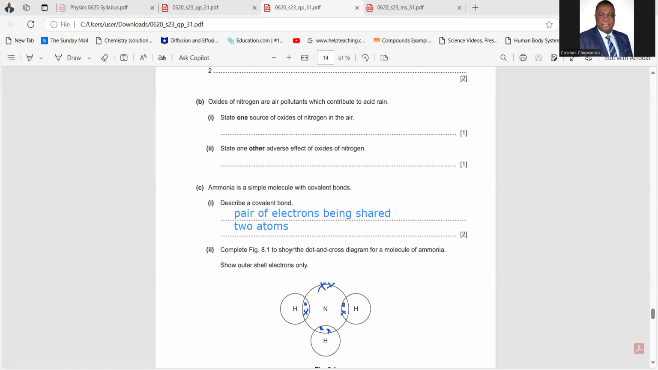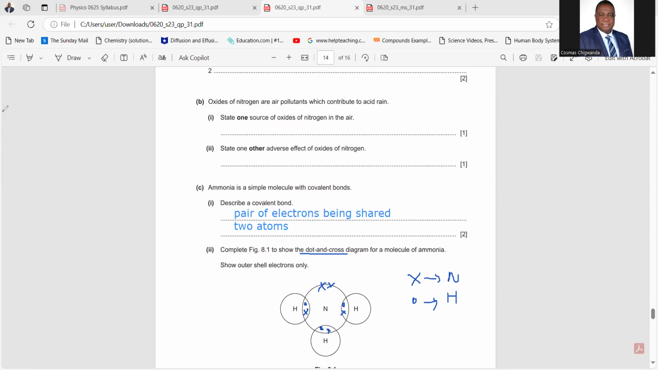That's the key part of the question. It shows a dot and cross diagram. And in this case, I was using crosses for nitrogen, okay? And I was using these dots for valence electrons for hydrogen. That's how you would answer that question. Okay, I hope it's clear. I'll move on to the next page.